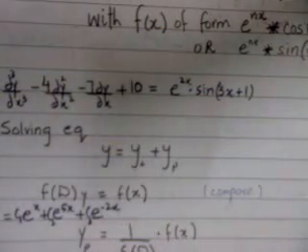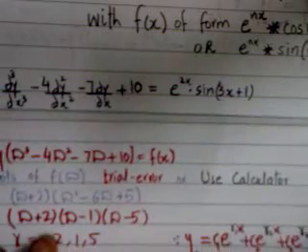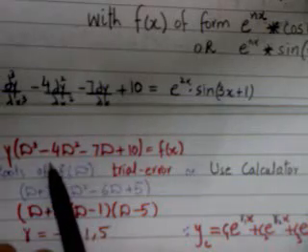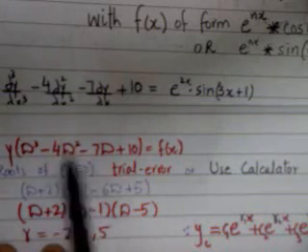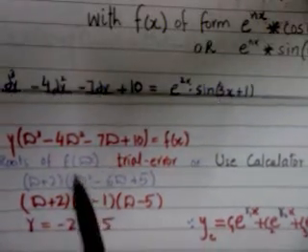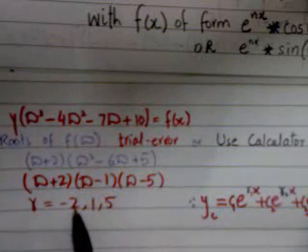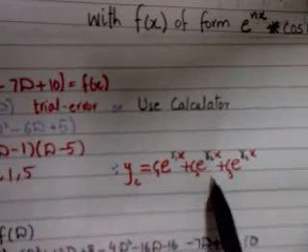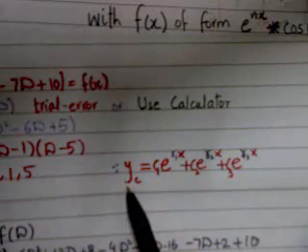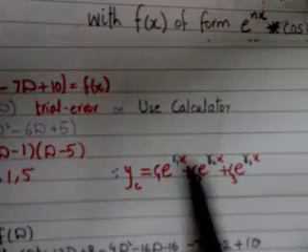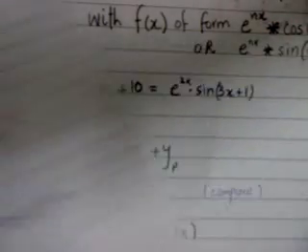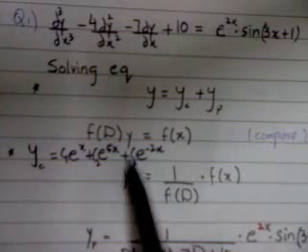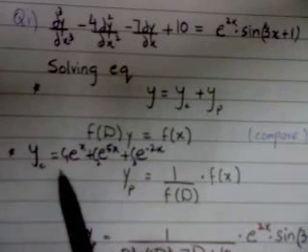For finding the yc of this equation, I have first converted this part of the equation into a function of D terms, in terms of the D operator. Then I have found my roots and replaced my roots in this equation. That's the general solution equation. So I replace my roots here, and this is my general solution for this differential equation.